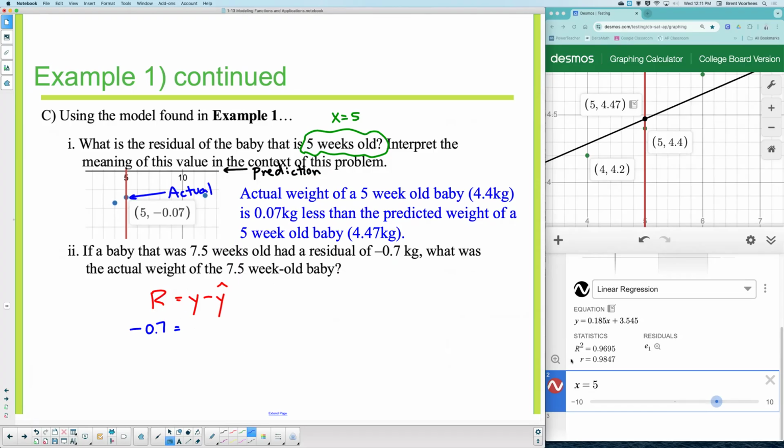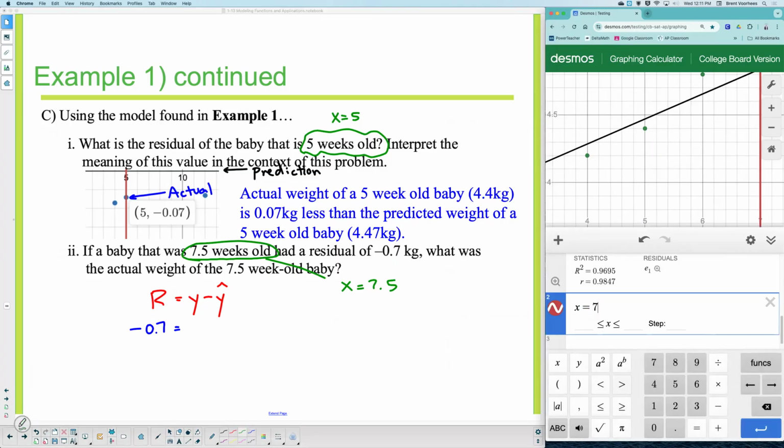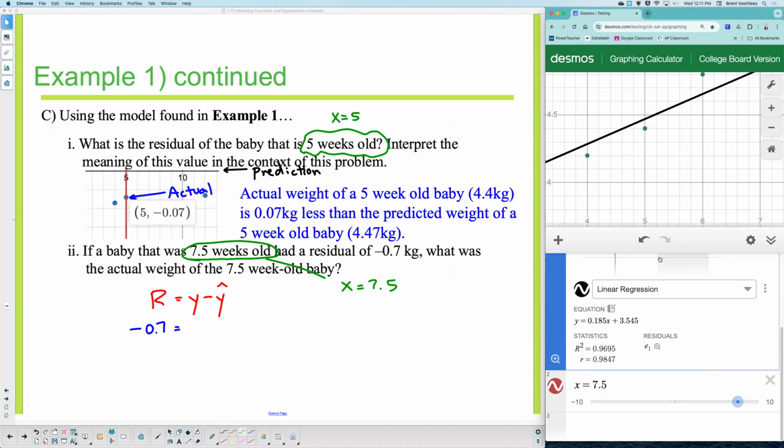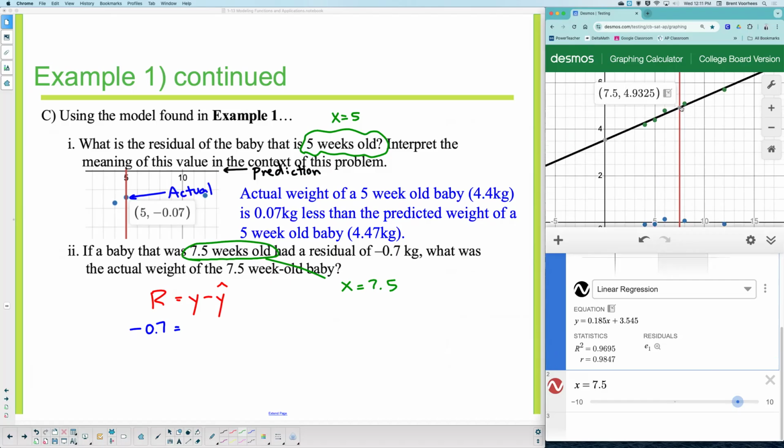Let's go find out. Let's go find 7.5 weeks. Is that a T? Is that an X or a Y? Okay, this is an X. So I'm going to type X equals 7.5. And what we're going to do here is we'll type in X equals 7.5. We hit residual. I'm going to zoom fit on the residuals here. No, I won't. It's not on there. I'm going to zoom fit on the line.